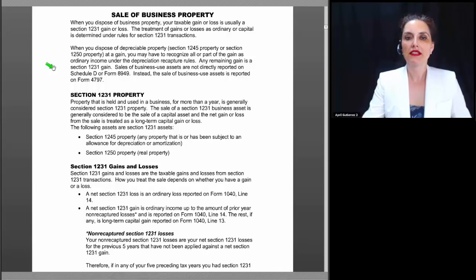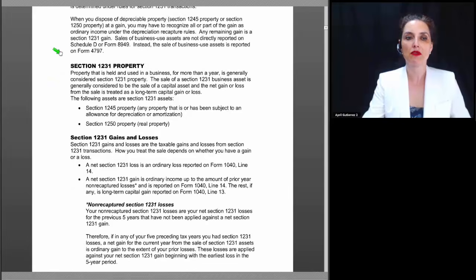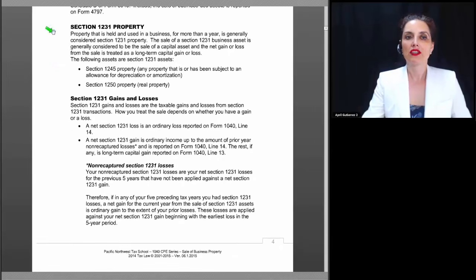Sales of business use assets are not directly reported on Schedule D or Form 8949. Instead, the sale of business use assets is reported on Form 4797. So let's talk now about Section 1231 property. What is that? Well, property that is held and used in a business for more than a year is generally considered to be Section 1231 property.